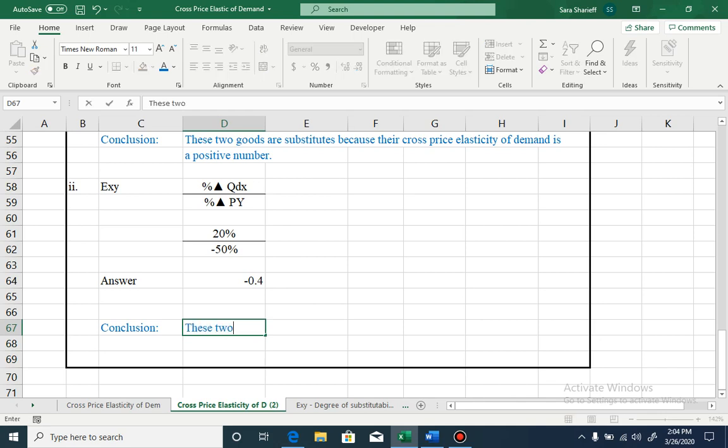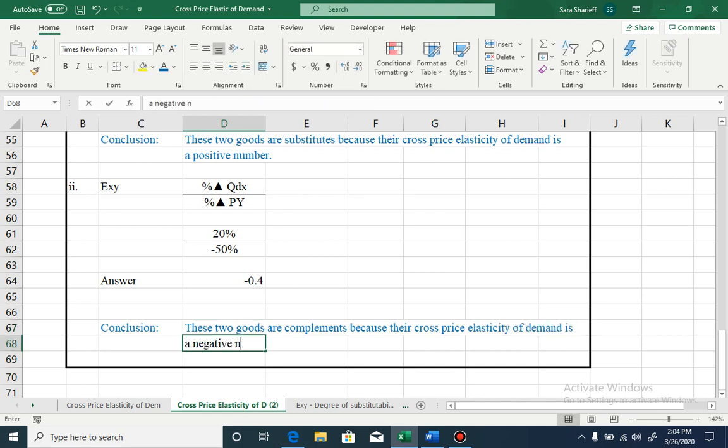Since these two goods are complements, how did we determine that? Because their cross price elasticity of demand is a negative number. Is that clear? So far I have just talked about the sign of cross price elasticity of demand. In the next video I am going to talk about the magnitude.